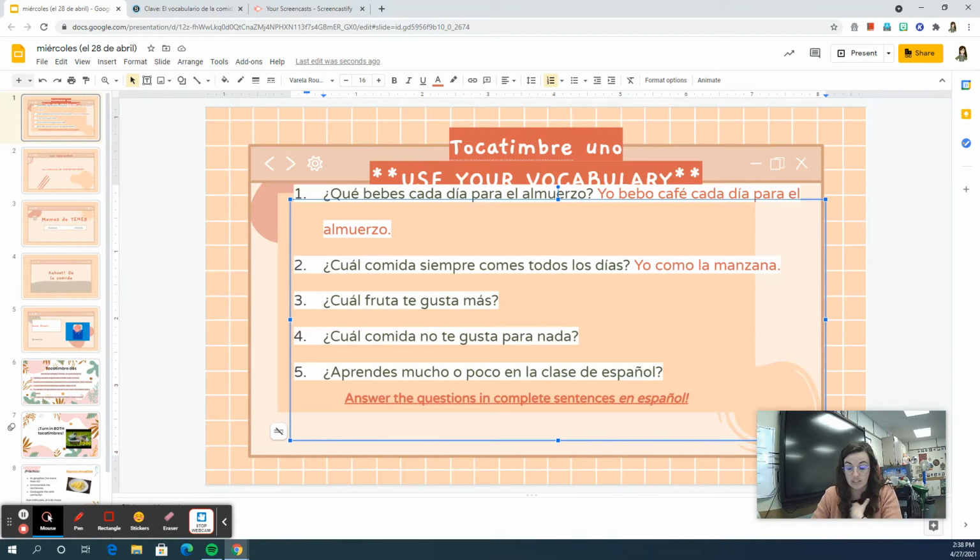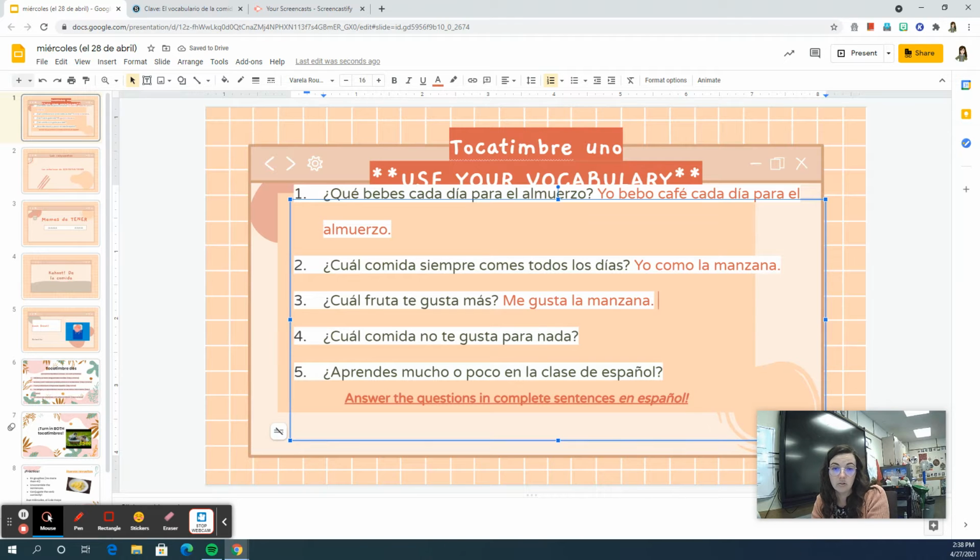Now I want to talk about myself. So I'm going to say me. Me gusta. And I'm just going to borrow the fruit from the top that I just said that I eat every day. Because if I eat it every day, I probably like it. So I'm going to say me gusta la manzana.